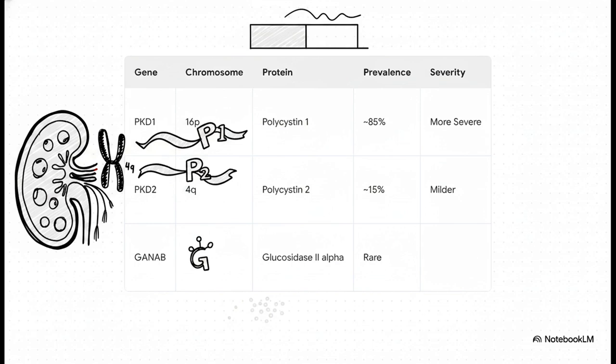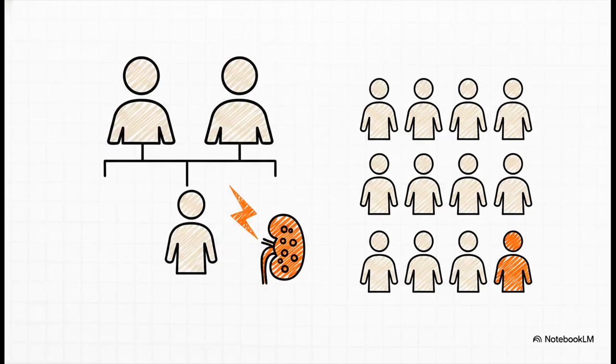And just for completeness, there's a very rare form, sometimes called PKD3, linked to the GANAB gene. Now here is a clinical pearl you absolutely cannot forget. Even though this is an autosomal dominant disease, about 1 in 10 cases arises from a brand new, spontaneous mutation. What this means in practice is that you can't rule out ADPKD just because the patient says, "No one in my family has ever had this." The absence of a family history does not exclude the diagnosis.